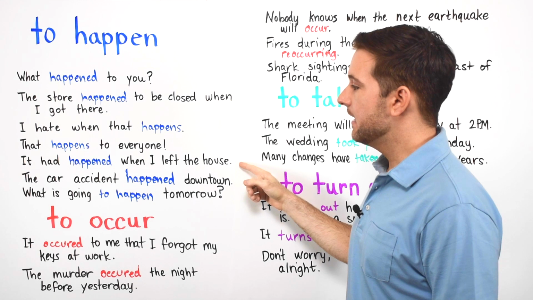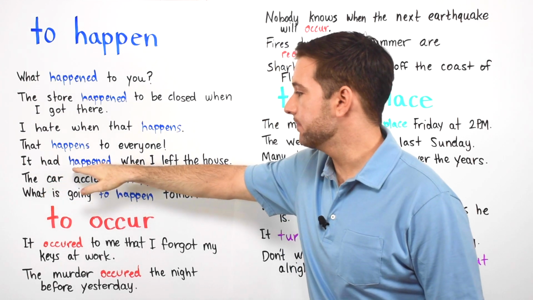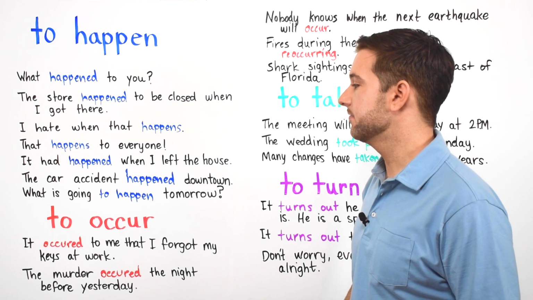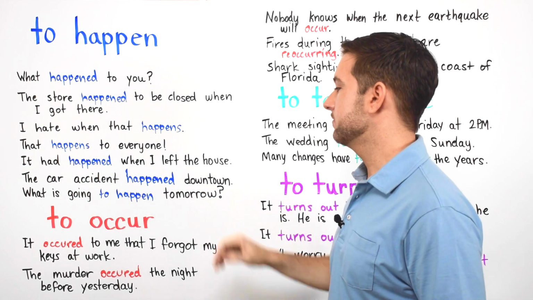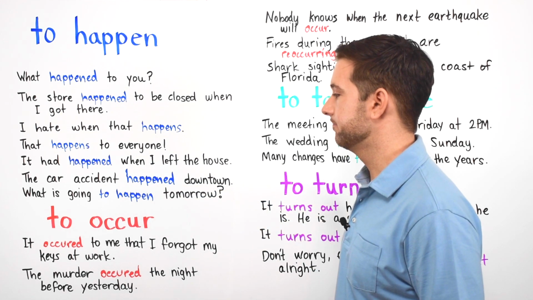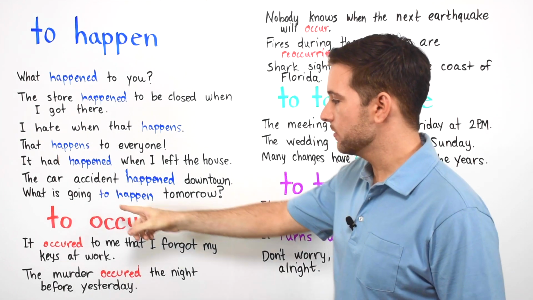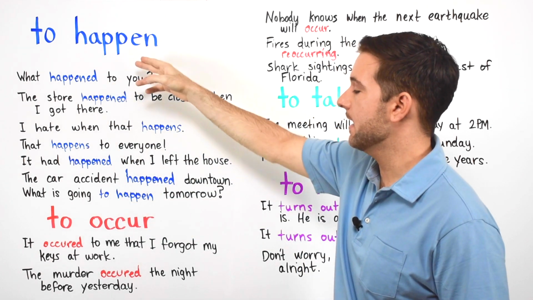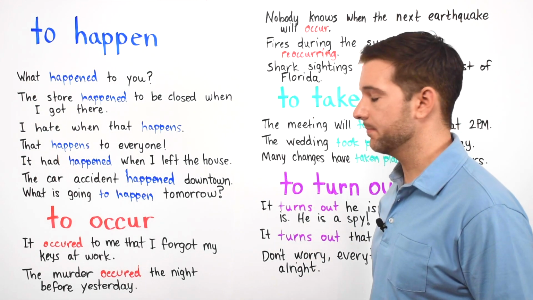Next we have, it had happened when I left the house. Okay, notice that we have had happened, past participle here. Okay, the car accident happened downtown. And finally, what is going to happen tomorrow? So here we have the infinitive form. We have to happen, just like right here, infinitive, to happen. What is going to happen tomorrow?